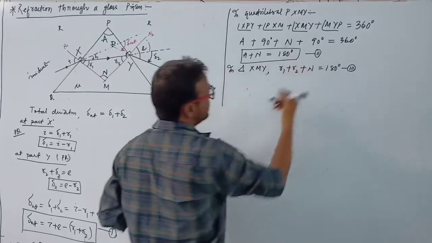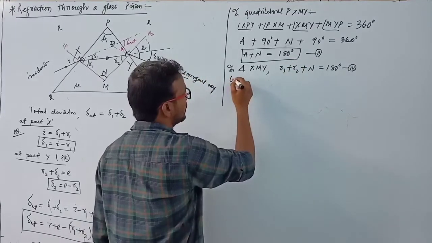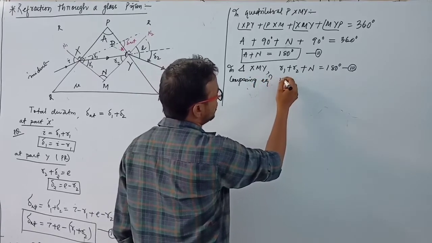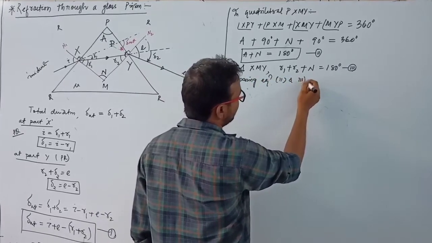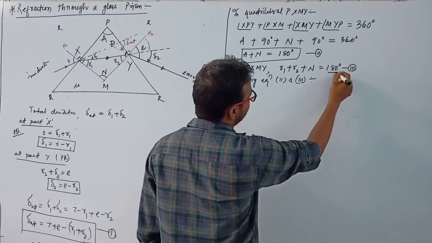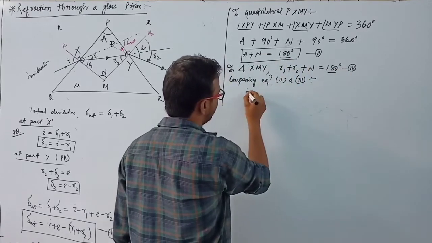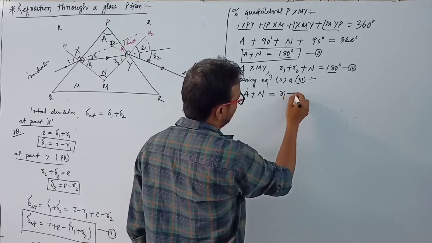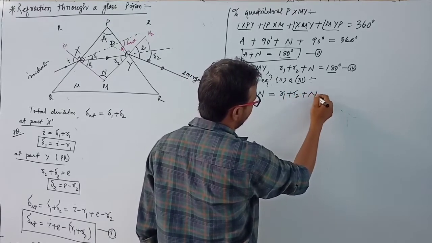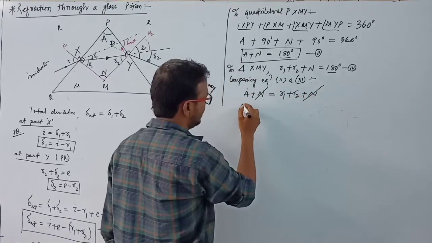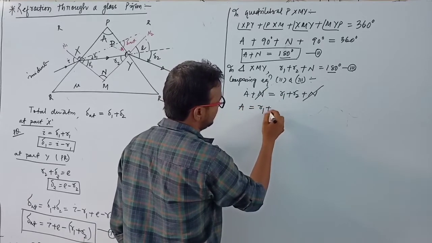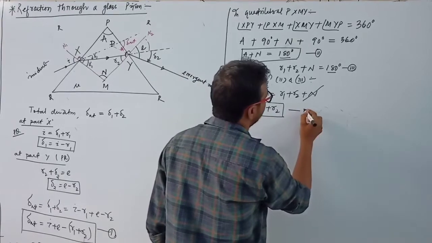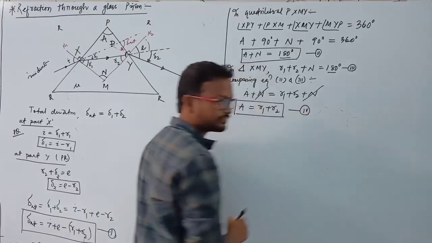Now comparing these two equations, comparing equation 2 and equation 3, we get that the right hand sides are equal, so the left hand sides must be equal. So a plus n equals r1 plus r2 plus n, and n cancels, so a equals r1 plus r2. This is also another important relation, and this is relation number 4.